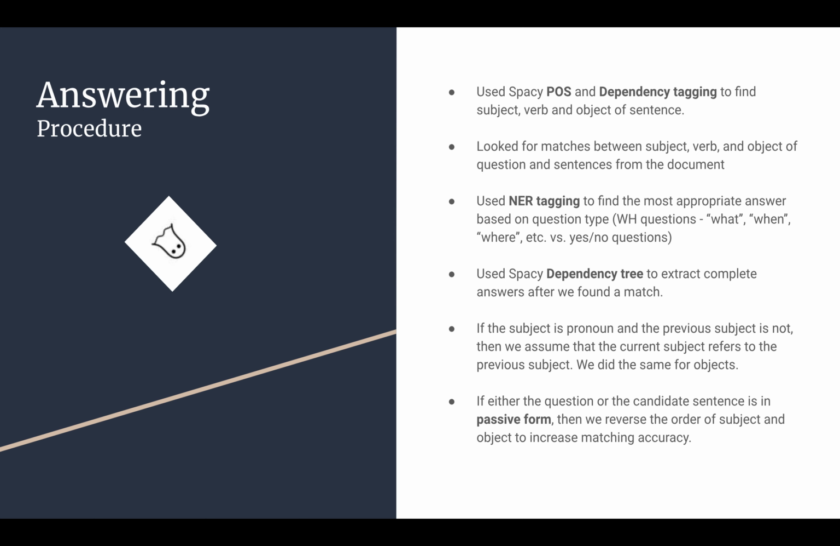Sometimes the question might be a little bit complicated, which involves pronouns and passive forms. If we find out that the subject is a pronoun and the previous subject is not, then we'll assume that the current subject refers to the previous subject. We also do the same for the objects. And if either the question or the candidate sentence is in passive form, then we reverse the order of the subject and object to increase our matching accuracy.